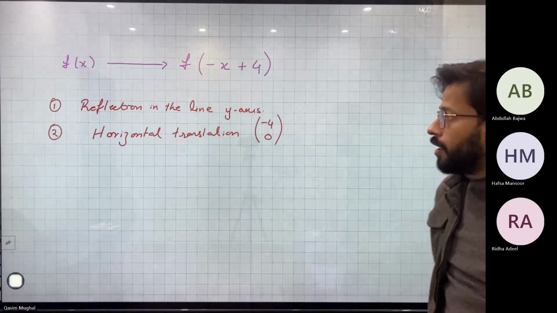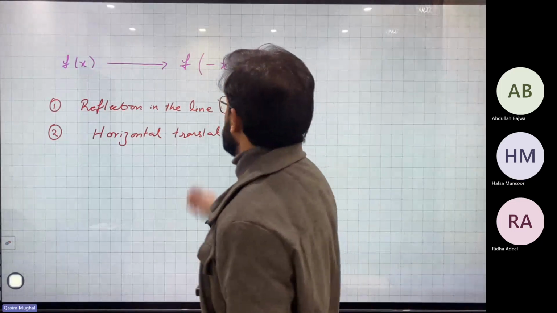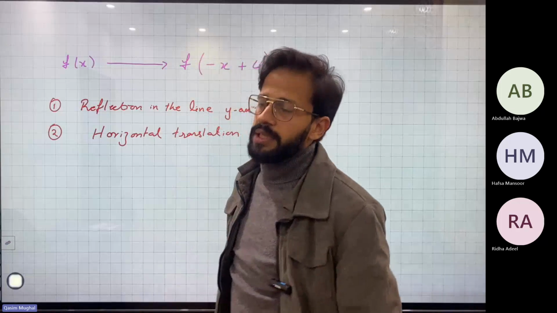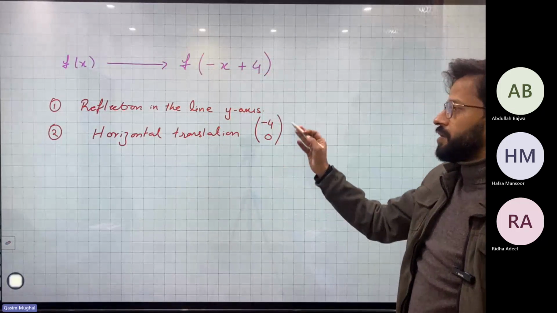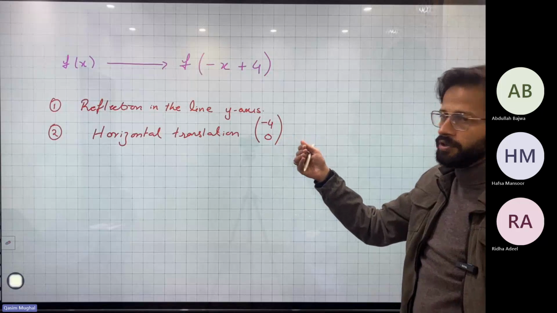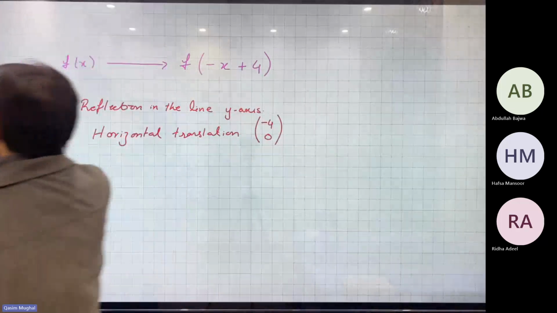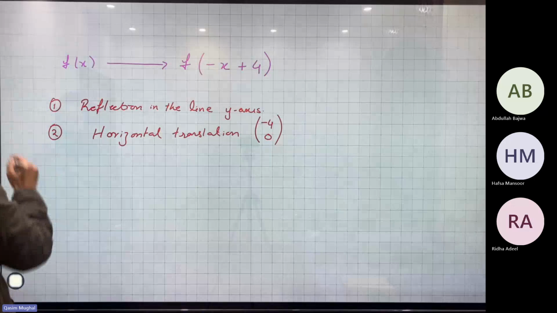Yes, sir. Good. Because of this minus sign being multiplied with the x, you can say that it's the reflection, and +4 inside the function means this graph is being shifted to the left by 4 units. Now let's look at the sequence of it.